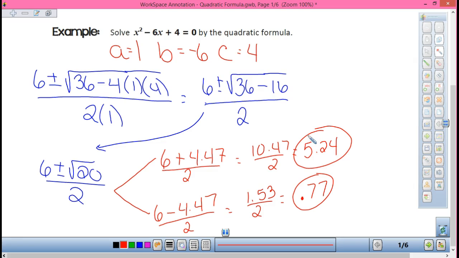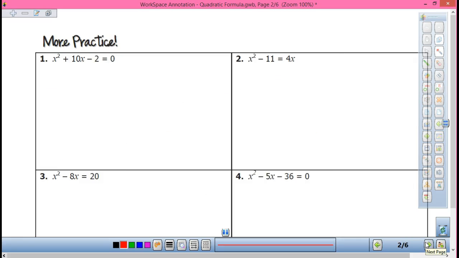Okay? So far, so good? All right, so number 1. For right now, you need to write out what A is, B is, C is. So A is what? B is, C is -2. All right.